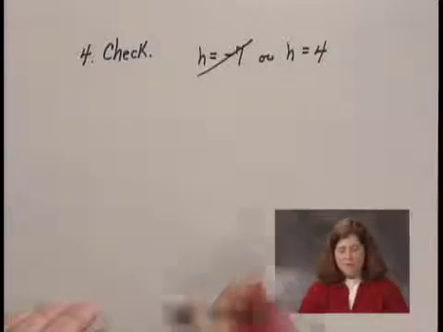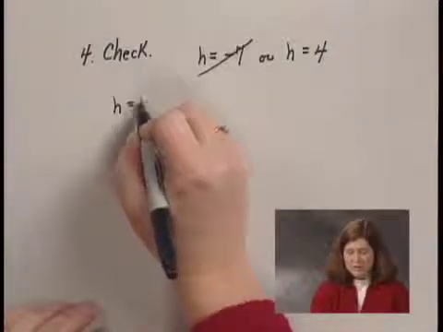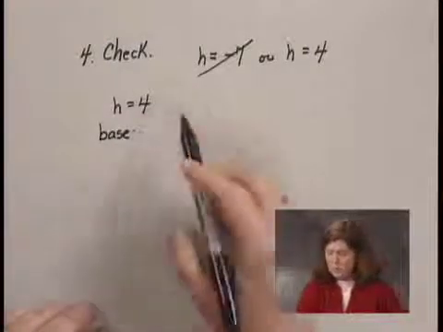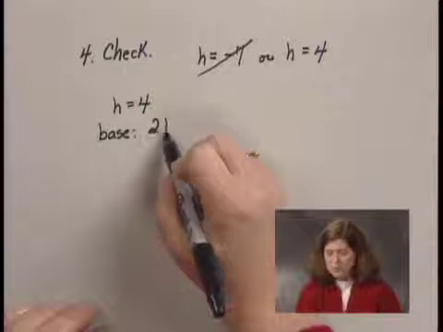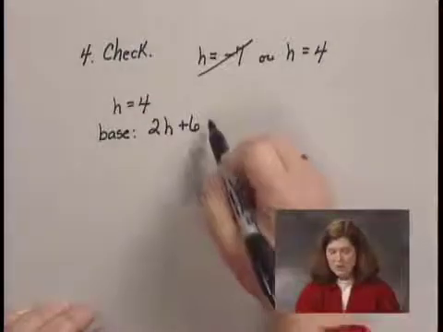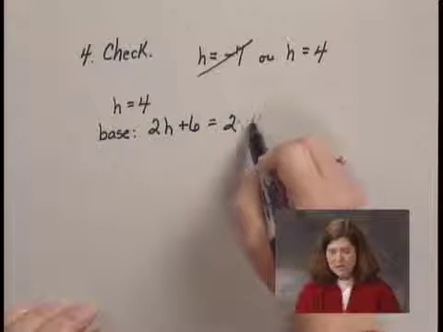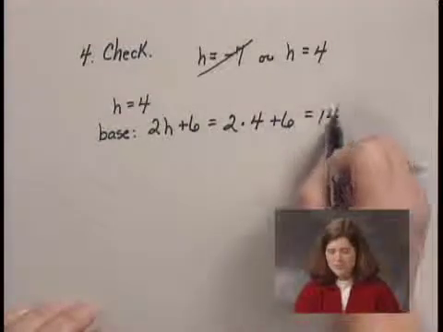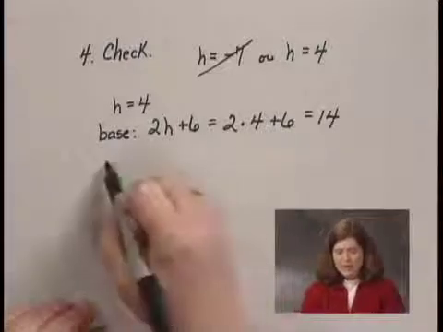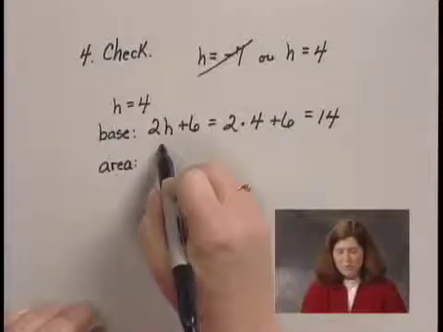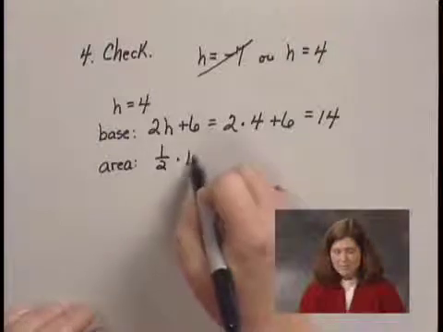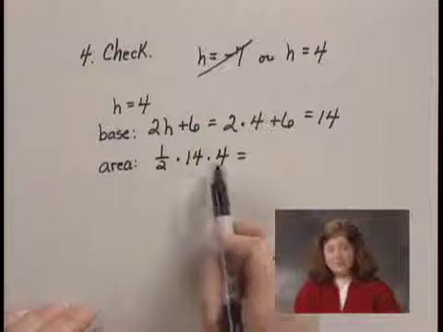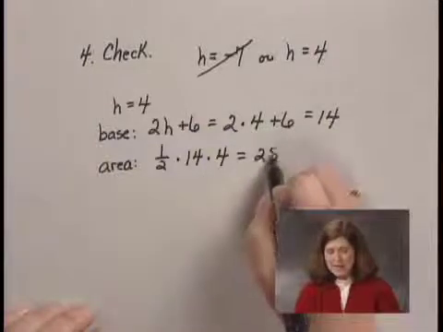What about a height of 4? Well, if h is 4, then the base, which as you recall was 2 times the height plus 6, would be 2 times 4 plus 6, which is 8 plus 6, or 14. Now the area would be 1/2 times the base times the height, which is 7 times 4, which is 28.